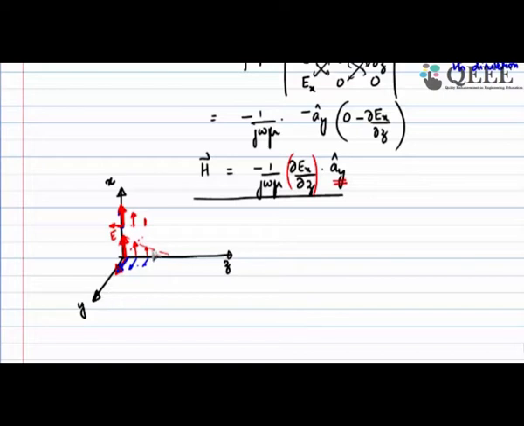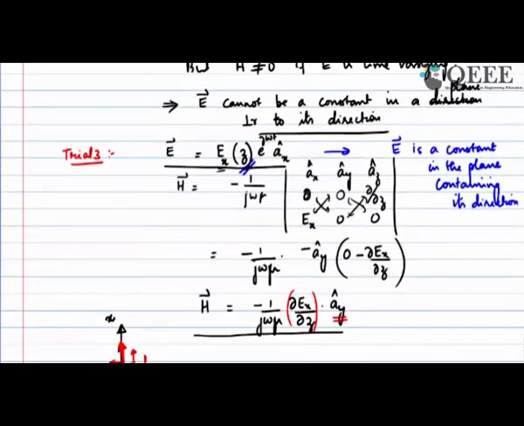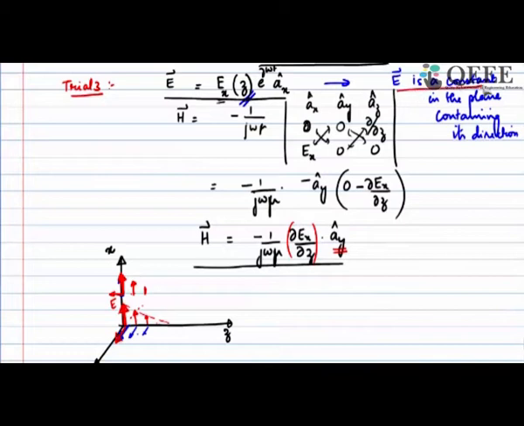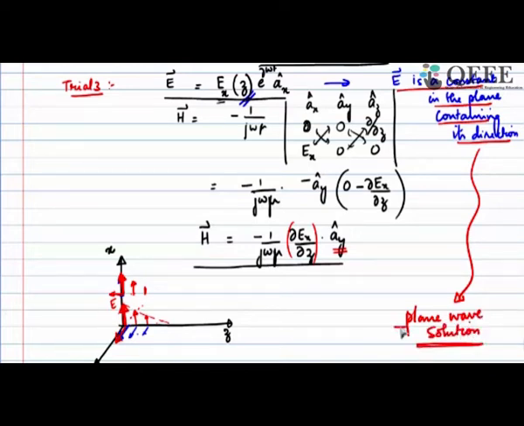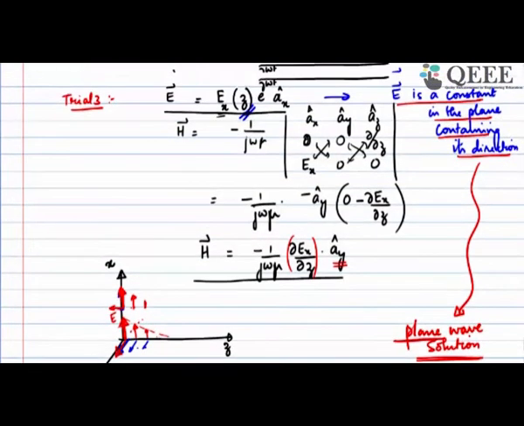Same with the y plane. So the simplest solution is the solution where E is a constant in a plane containing its direction, which is why this simplest solution is referred to as a plane wave solution. I still have to tell you why it's called a wave, but this is the reason why it's called a plane wave solution. We will also talk about phase constant and the phase remaining constant in that plane, but this is one reason why it's called a plane wave solution.